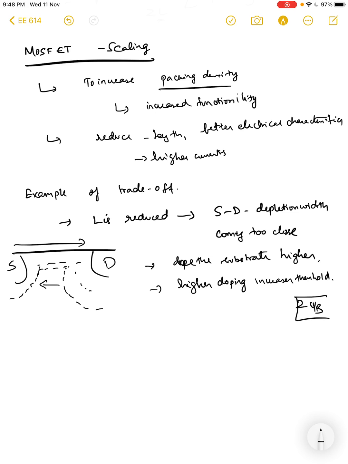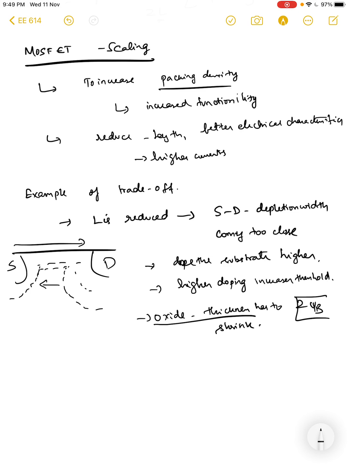Now if you need higher gate potential, your oxide has to shrink, right? So basically if you have a much smaller oxide, then you have a higher capacitance. Higher capacitance will give you a better, closer control of the gate onto the channel, right? So the oxide thickness has to shrink.